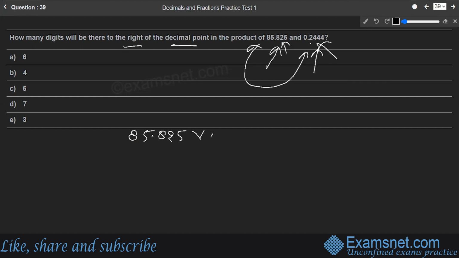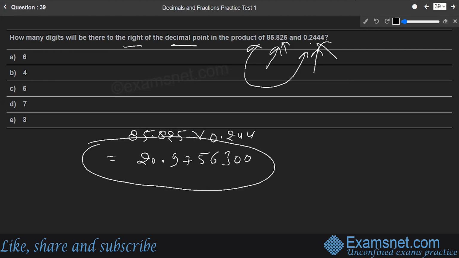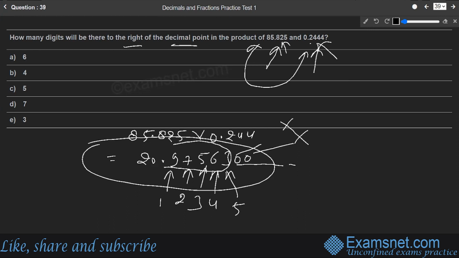85.825 to be multiplied by 0.2444. If we find out the product of these numbers, it comes out to be 20.9756300. Now, this is the product, and if you see it carefully, how many digits are there after the decimal? This is 1, this is 2, this is 3, this is 4, and this is 5. And then there is 000, but these 00s are not considered to be significant digits. So the only significant digits that can be considered are 0.97563, that is 5 in number. So that is the right answer. How many digits will be there to the right of the decimal point? Just 5.